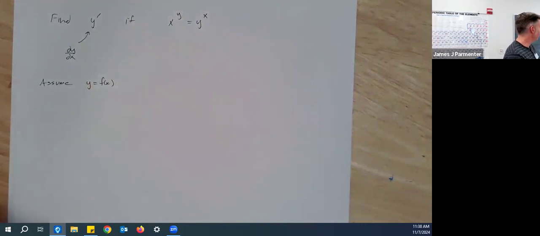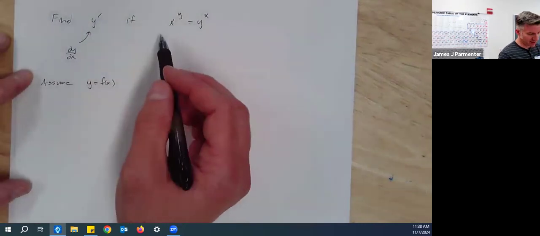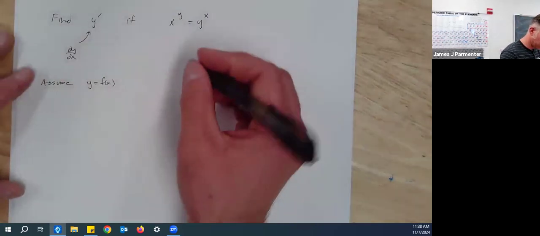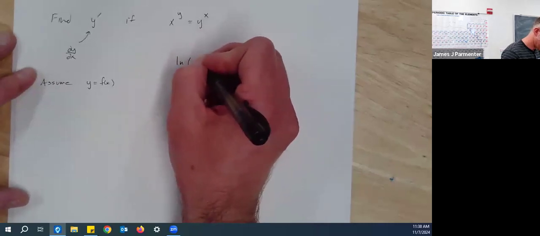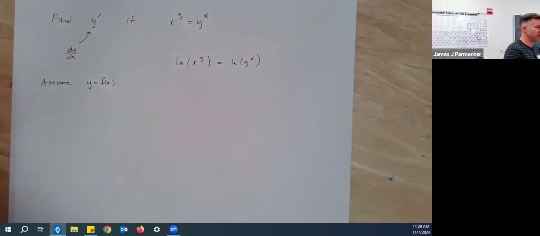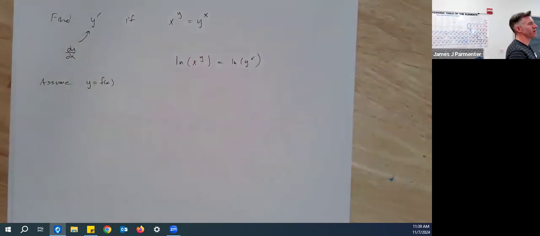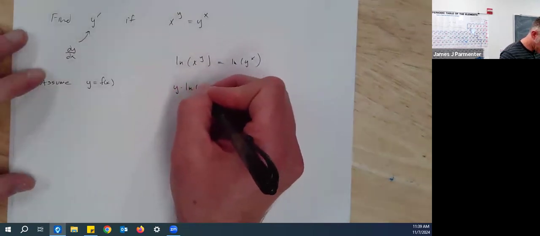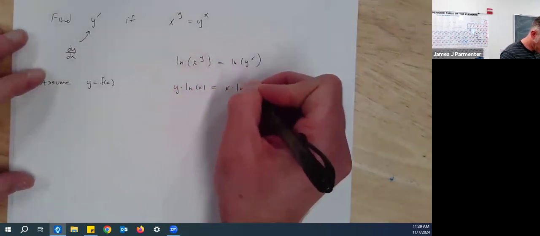So anyone have a guess as to what I might want to do first with this equation, x to the y equals y to the x? Take the natural log of both sides, right? We've got things in exponents that we don't want there, so we take the natural log of both sides. We bring down the power. Fight the power, bring down the power. So y times natural log of x equals x times natural log of y.